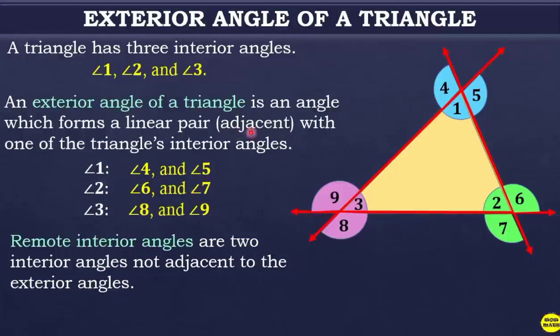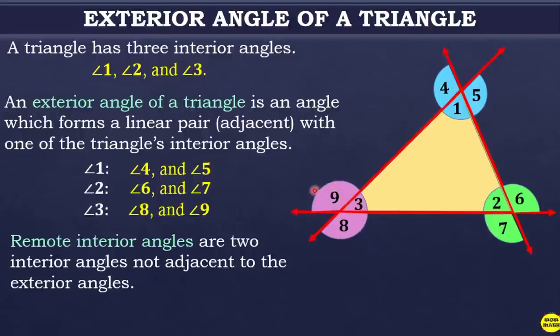So kung meron tayong adjacent kanina, ito naman not adjacent. So ano ba ang difference nito? Kapag for every exterior angle, so meron tayong exterior angle na 9. So, pag sinabi nating remote interior, ibig sabihin, ano yung dalawang interior angle na kung saan hindi adjacent sa kanya. Kasi kung adjacent sa kanya, angle 3 yon. Ang sabi, pag sinabing remote interior, not adjacent.